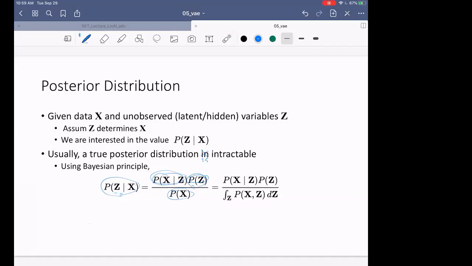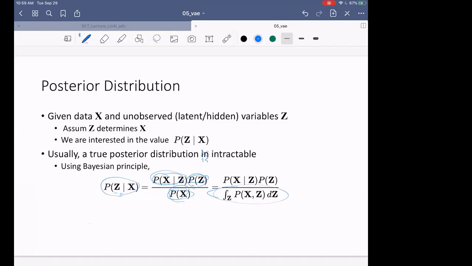The problem lies in the denominator p(x), because it's a p of x, which is just a distribution of your sample, which is just a gigantic space. If we're talking about MNIST images, how do you define the distribution of MNIST images? Nobody really knows, and you can try to infer it like this.